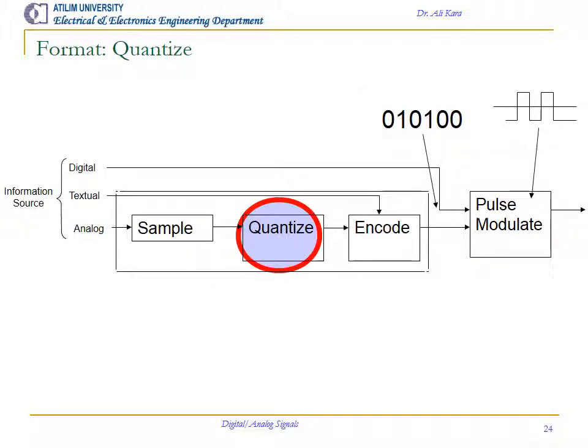Format, quantize. Now comes the quantization part. We saw sampling previously that took the analog signal and extracted discrete points out of it. As the nature of the analog signals, after the sampling we may end up with infinitely many different sample points, which is quite impossible to represent as a digital string. Therefore, we need to do something to reduce the number of possible outcomes of this process to a finite number of points, which we can then encode.